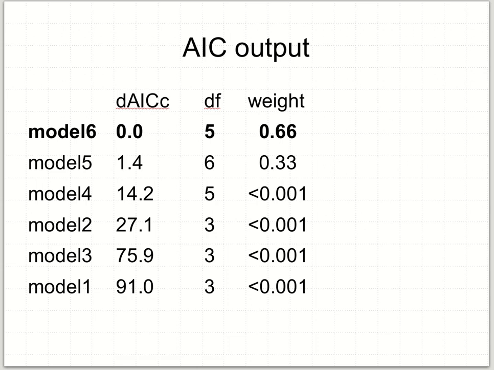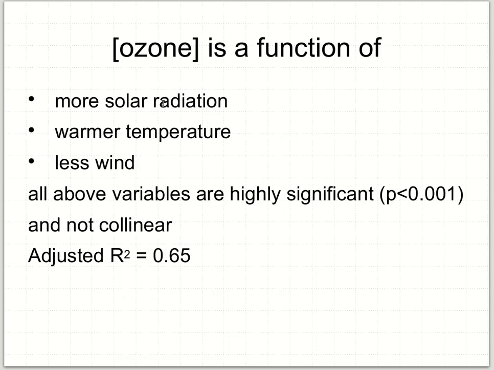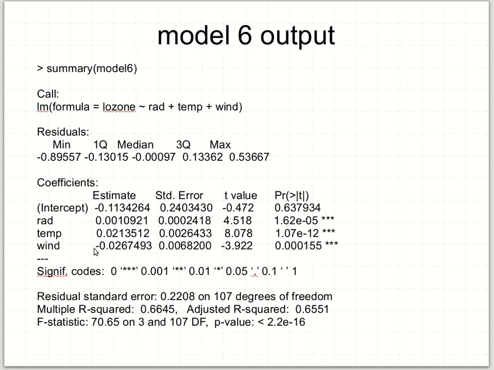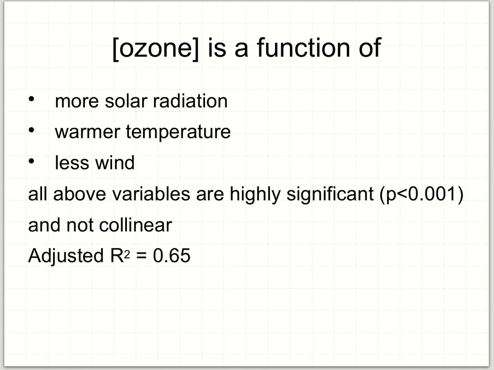And so I could conclude that ozone is a function of more solar radiation, warmer temperature, and less wind. Wait a minute, why am I saying less wind? Well, let's go back to the model, because sure enough there is a negative coefficient in there, and that is significantly different from 0, as indicated by this term right in here. So the negative coefficient is suggesting that wind is in fact reducing ozone concentrations, and that hypothesis was correct. All the above variables are highly significant.